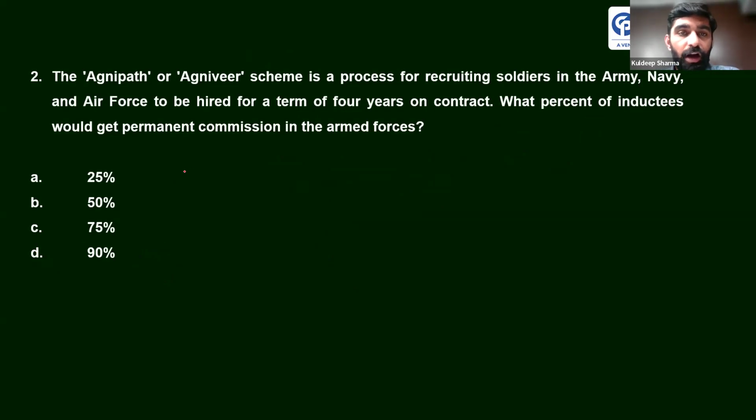Next, the Agnipath or Agniveer scheme is a process for recruiting soldiers in the Army, Navy, and Air Force to be hired for a term of 4 years of contract. What percentage of inductees would get permanent commissions in the armed forces? You may know that the Agnipath or Agniveer scheme was launched a few years ago, and it was made as an interim stage before one can be inducted permanently into the army. So let's say if 100 people got selected through the Agniveer scheme, and they spent their 4 years for training, after 4 years only a certain percentage of people would be inducted permanently into the army. So I'm asking you what percentage of inductees would get permanent commission in the armed forces. The answer options are 25, 50, 75, or 90%.